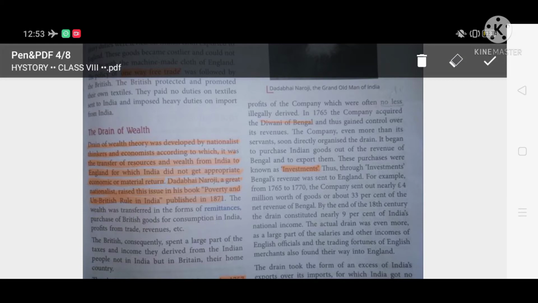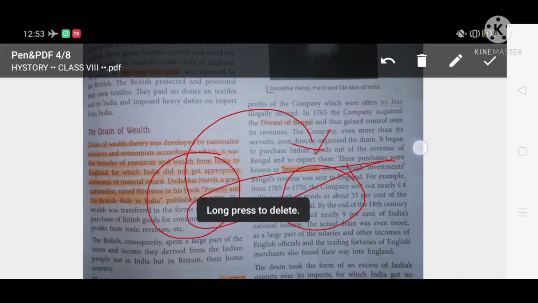The company, even more than its servants, soon directly organized the drain. It began to purchase Indian goods out of the revenue of Bengal and export them. This is known as the investment. As I told you, Indian goods were bought out of the Bengal revenue and exported, and they were taken to England only.